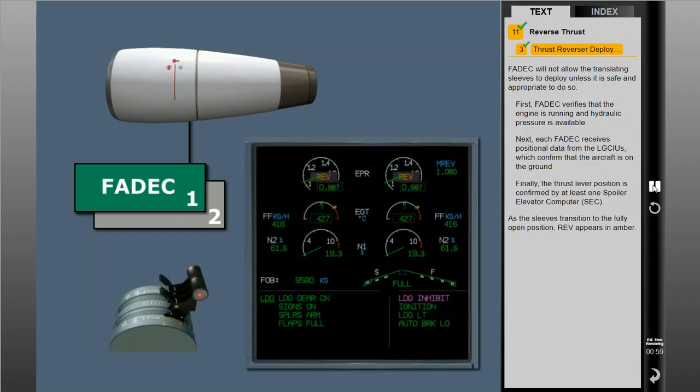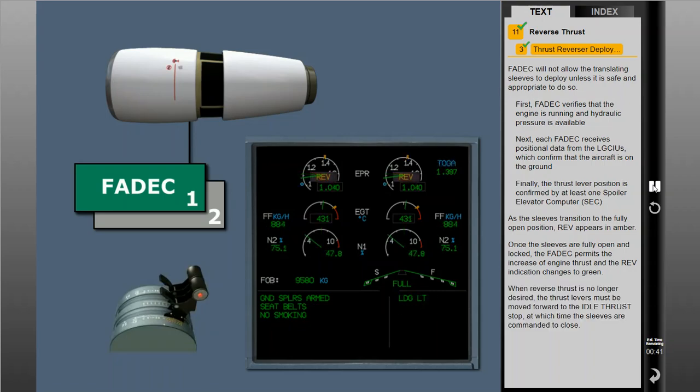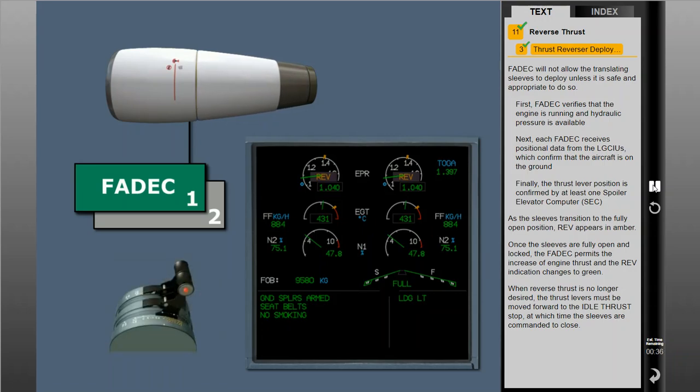As the sleeves transition to the fully open position, REV appears in amber. Once the sleeves are fully open and locked, the FADEC permits the increase of engine thrust and the REV indication changes to green. When reverse thrust is no longer desired, the thrust levers must be moved forward to the idle thrust stop, at which time the sleeves are commanded to close. When the sleeves are sensed to be closed and locked, the REV indication is removed.